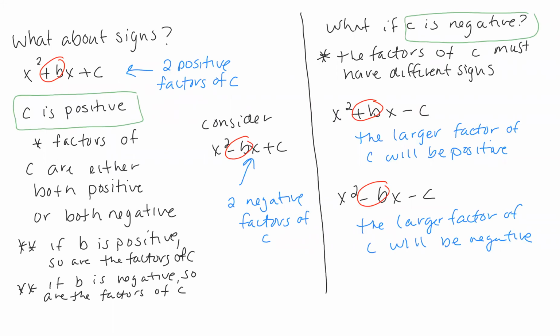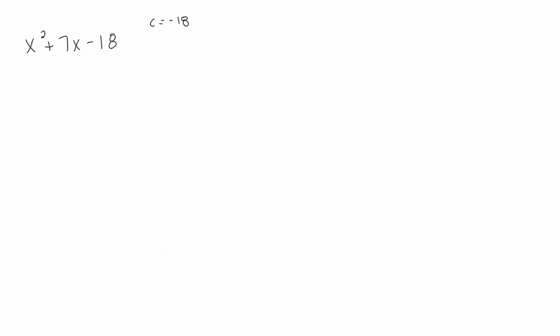Well, if C is negative, you have factors of C that have different signs, so one positive, one negative, and the sign on B tells you the sign of your larger factor. If B is positive, your larger factor has to be the positive one. If B is negative, your larger factor is going to be the negative one. So in this case, the coefficient on B is positive, so that means the larger factor is going to be the positive factor.